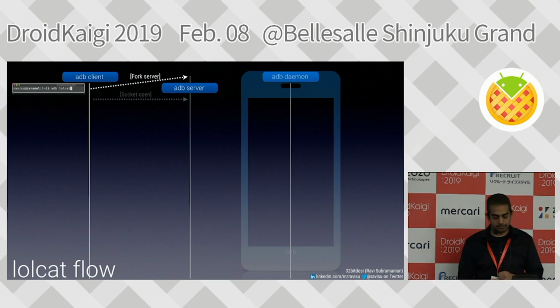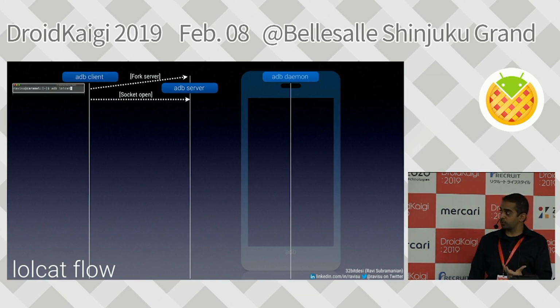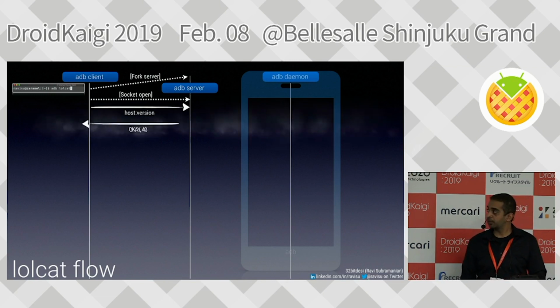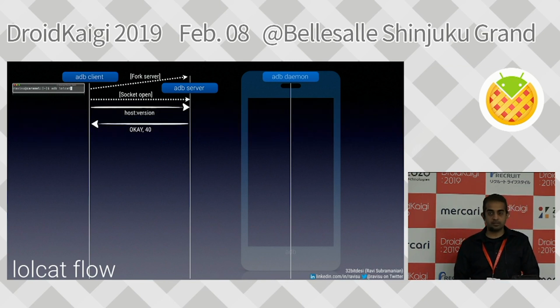What happens is that now the socket is open. This is a local TCP socket between the client and the server on the same machine, on your developer machine. It actually sends the string host:version. This is kind of like a version handshake, basically. And the host: just means this is a host side service. I don't intend for you to send this to the device. And it basically says, hey, what's your version? It responds with an OK and says it's 40, and 40 just happens to be the most recent version of ADB.